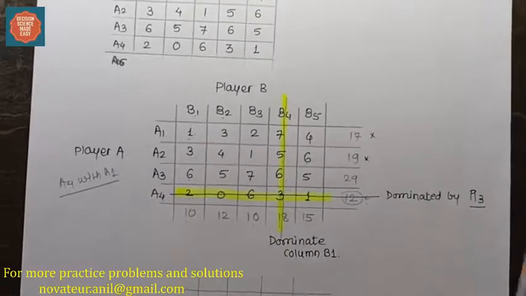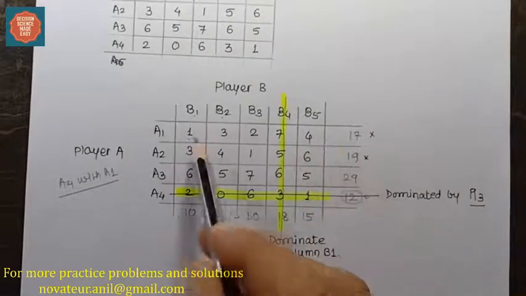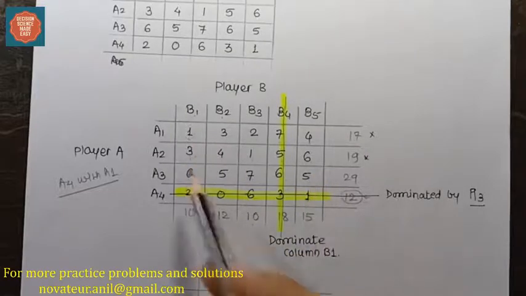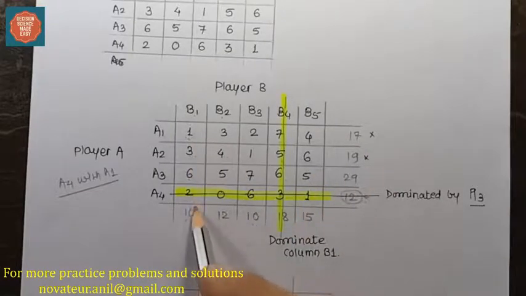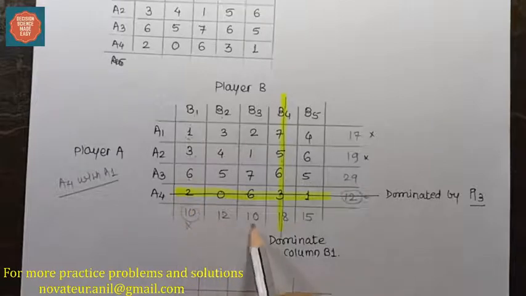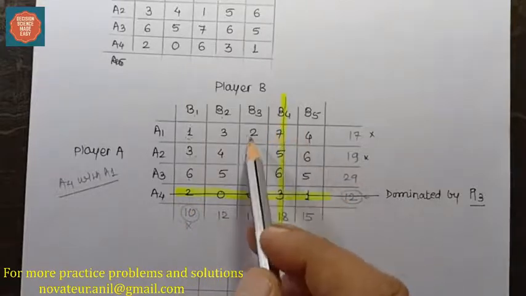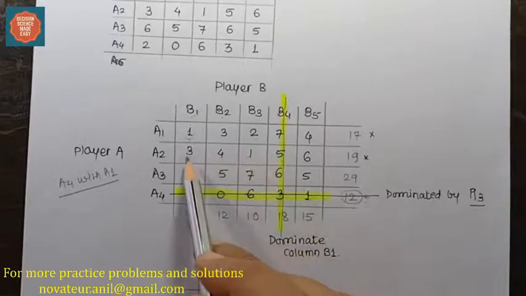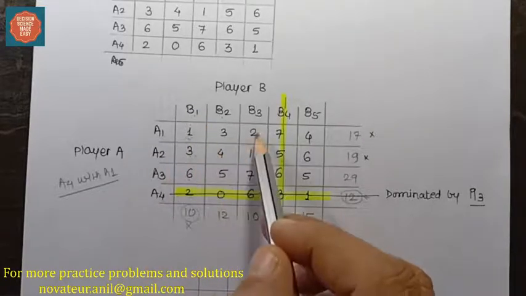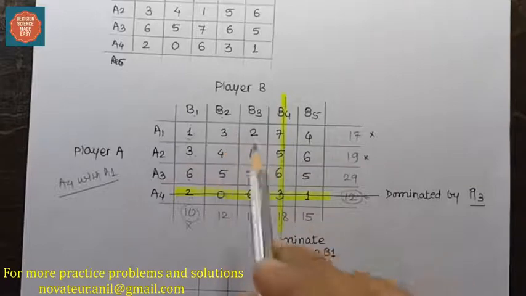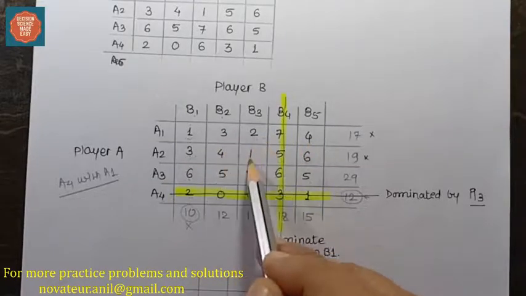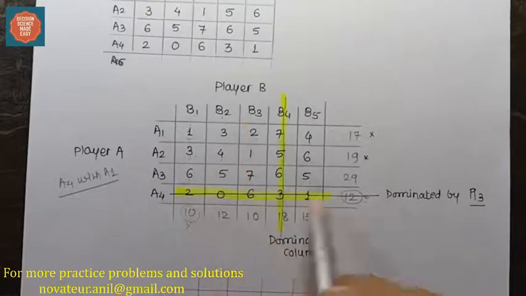We'll continue with the same, like a1. 4 is greater than 1, correct. 6 is greater than 3, yes. 5 is greater than 6, no. So it's all done with this. Now next is this. Let's again compare. 2 is greater than 1, correct. 1 is greater than 3, no. Let's discard this. 2 is greater than 3, no. 3 is greater than 2, correct. 4 is greater than 1. 5 is greater than 7, no. So we are not going to do this.